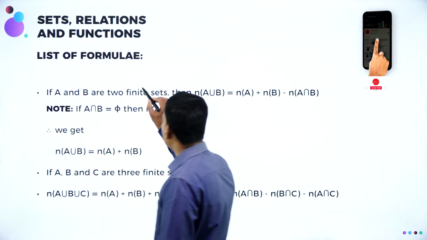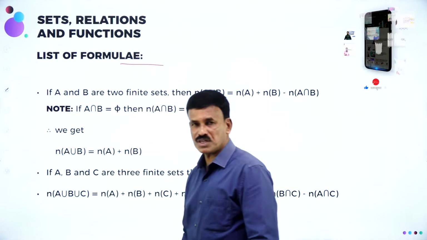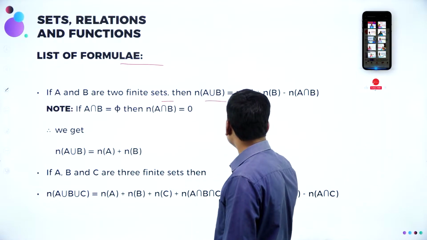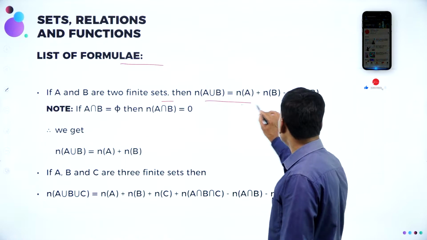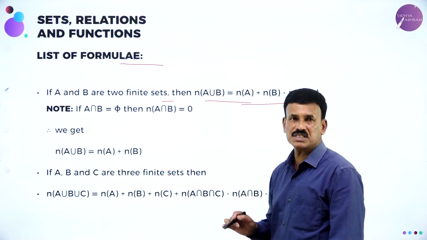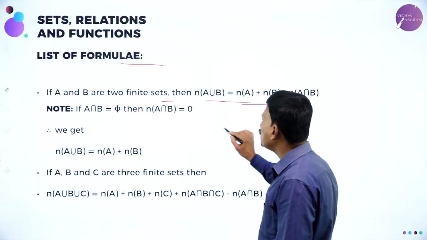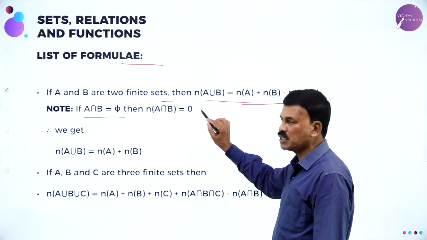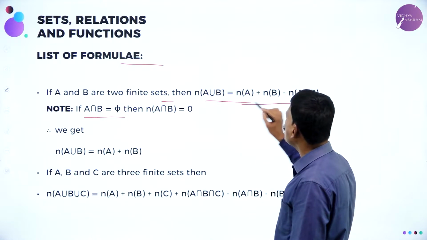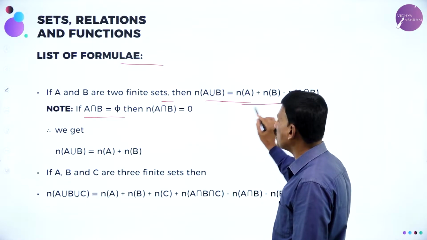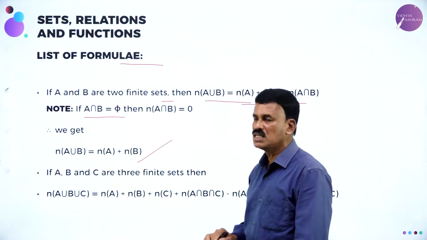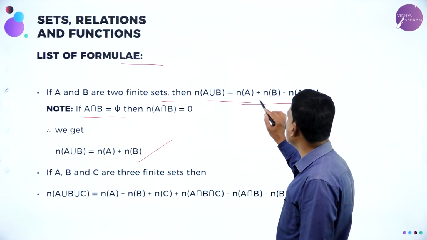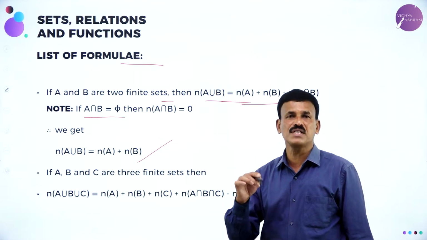Now let us go to the list of formulas that we are going to use for today's problems. Suppose A and B are any two finite sets, then N of A union B is equal to N of A plus N of B minus N of A intersection B. If A and B are disjoint sets, that is A intersection B is equal to the null set, then N of A intersection B is 0, and N of A union B is equal to N of A plus N of B for disjoint sets.